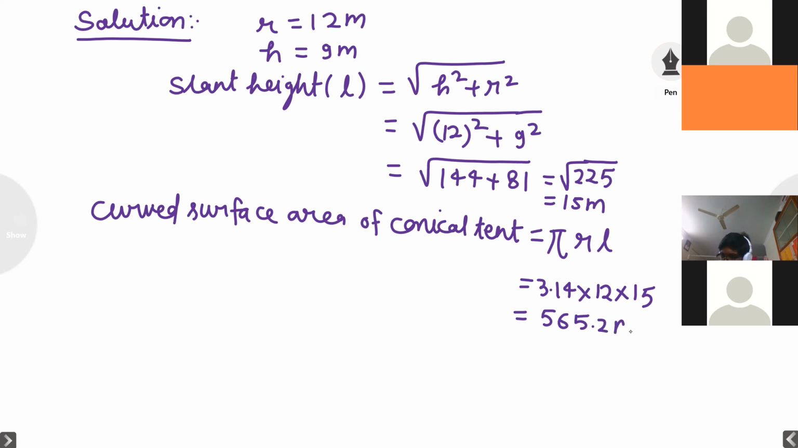565.2 meter square. This is not our answer. He is asking, find the cost of canvas at the rate of 120 rupees per meter square. It means I want to multiply 565.2 into 120 rupees.